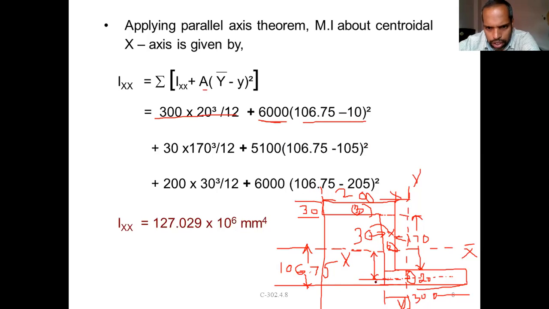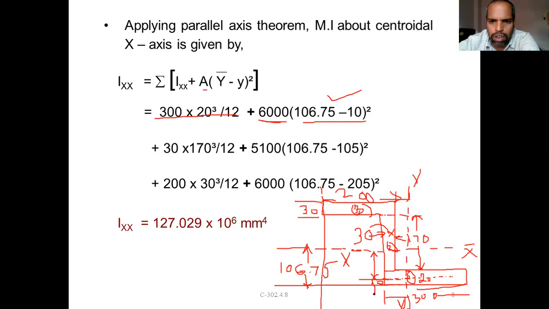And if you know this one, we can calculate this one. How to calculate it? This one is nothing but 20 by 2, because the centroid lies at half the distance. Half distance means 20 by 2, which is 10. So 106.75 minus 10. That's what it is. 106.75, and this is 10.